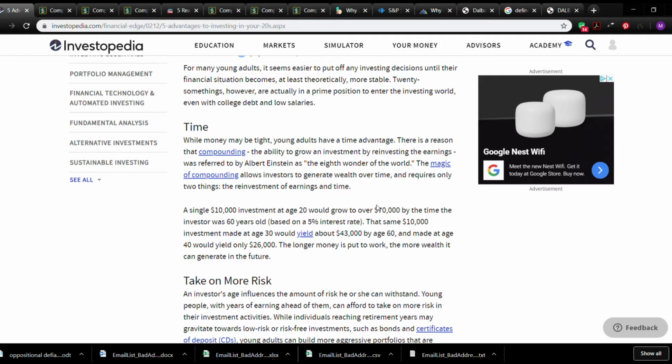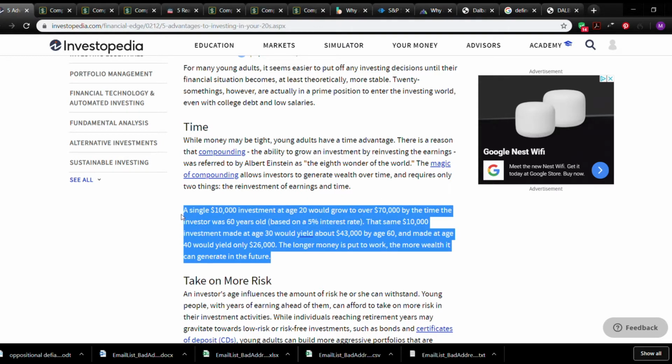That's for sure. But the quibble that I have is, time and again, the way in which this works is illustrated with a compound interest calculator. So first, let me just establish, at least to some degree, that this is in fact the case. Looking at the Investopedia article, under time, we see a single investment, and I'm looking here at this paragraph: a single investment of $10,000 at age 20 would grow to over $70,000 by the time the investor was 60 years old, based on a 5% interest rate.